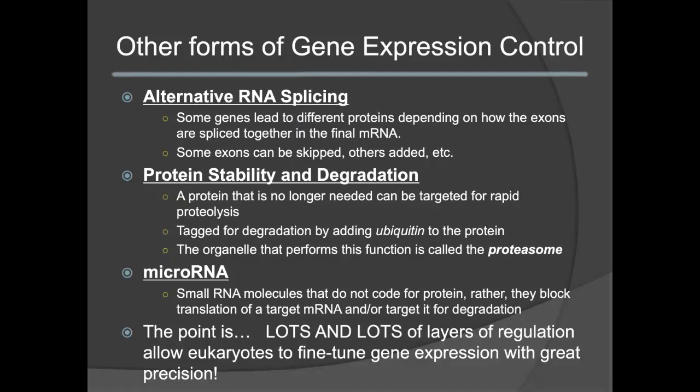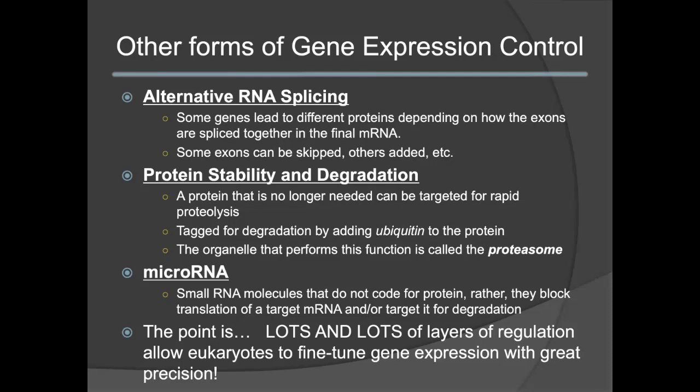Note that within eukaryotic cells, we have seen transcriptional control as well as pre-transcriptional control. There can also be levels of control that can be utilized after transcription. These can exist as post-transcriptional or post-translational levels of control. One of the ways that the cell can control what is expressed after a transcript has been made involves alternative RNA splicing. Some genes can lead to the production of various types of proteins, and that is dependent on how the exons are spliced together in the final mature mRNA molecule.